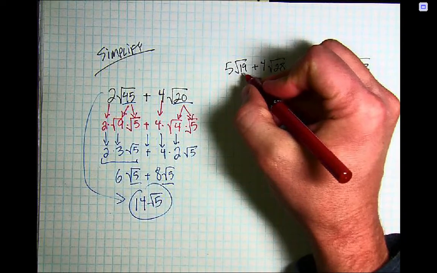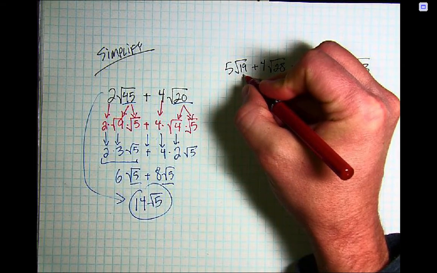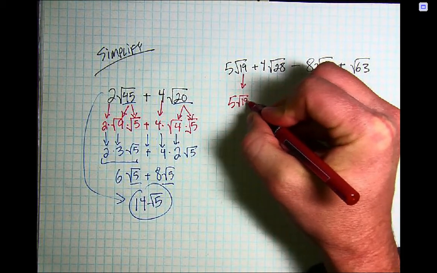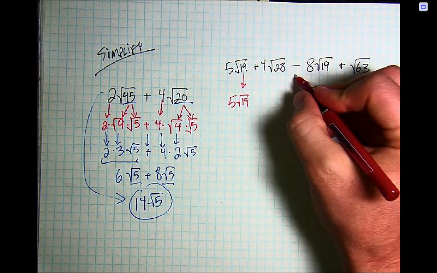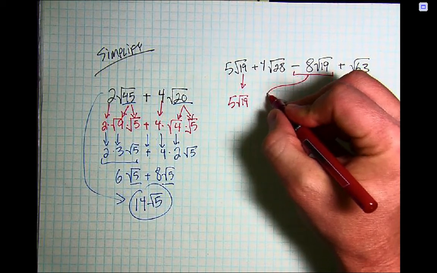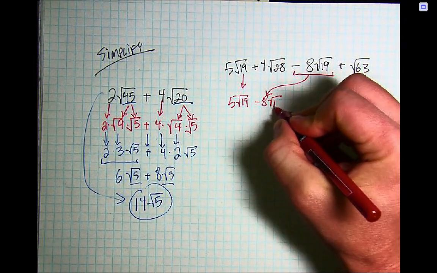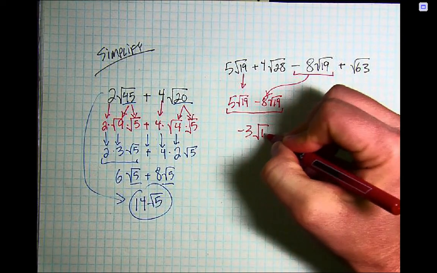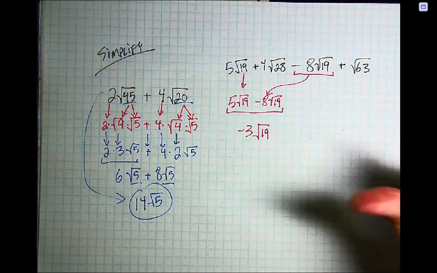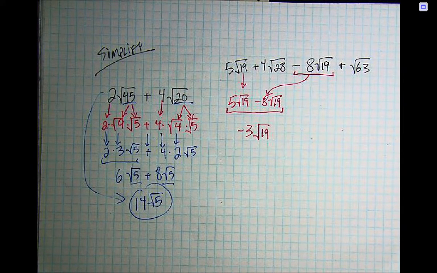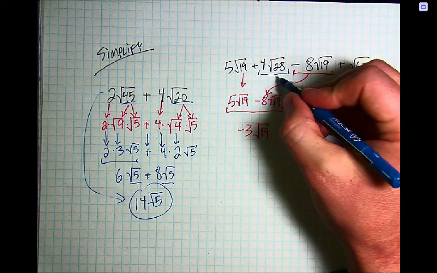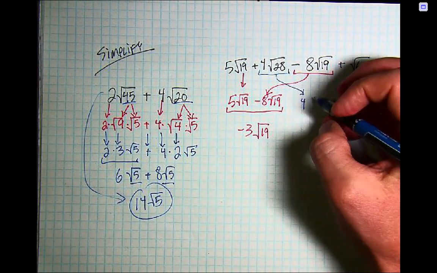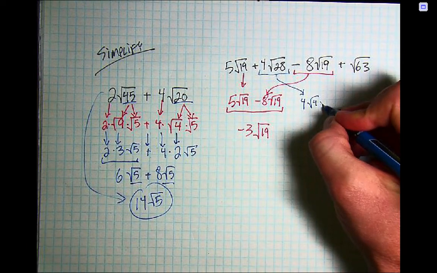Okay, here's how I'm going to do this. I can't take the 19 and break it down into anything, so this 5 radical 19 is going to stay a 5 radical 19. But I can combine that with this, and that's going to give me negative 3 radical 19. Now I just have to account for the other parts. So what about 4 radical 28? Well, that's going to be 4, and then how can I break the 28? 4 and 7?